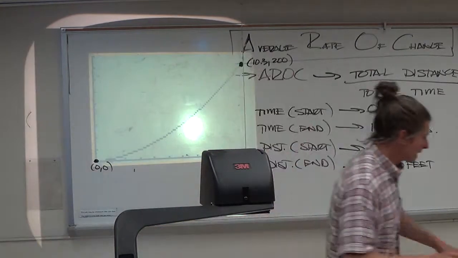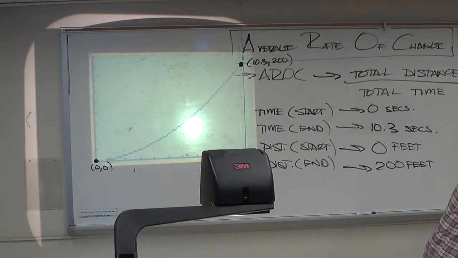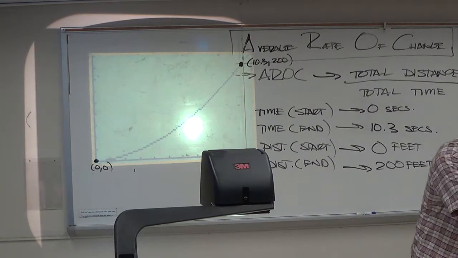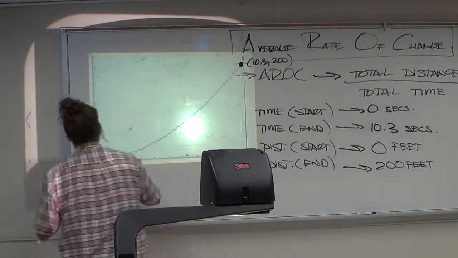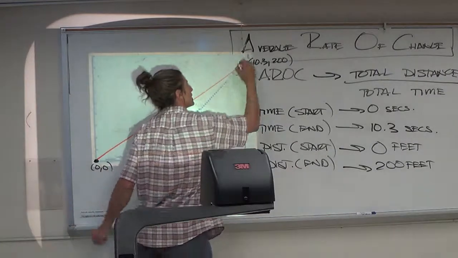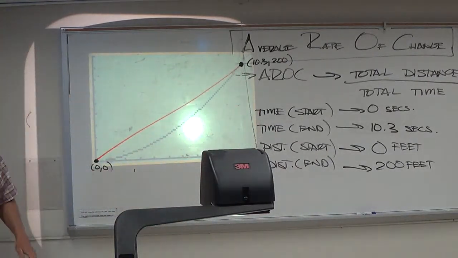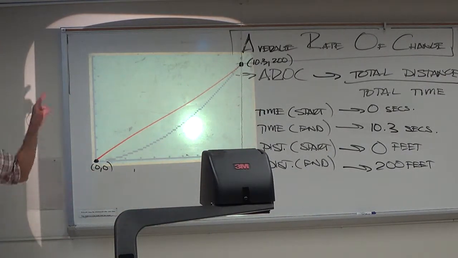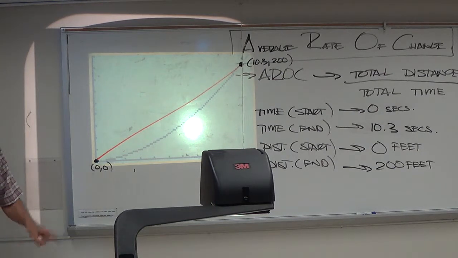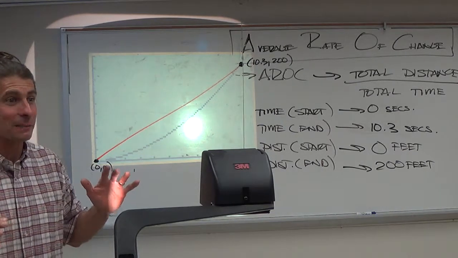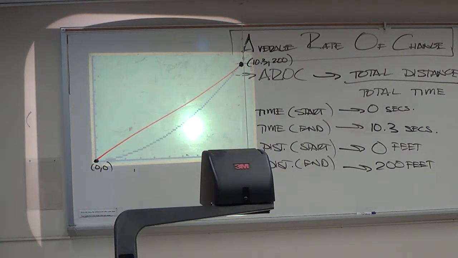Yes. Now, remember, this is not how I traveled. But if you were to draw a straight line from 0, 0 to 10.3, 200, what's 19.4? The slope of that line. Oh, God. Sorry, Taryn. She's like, I should have stayed in bed this morning. I didn't need to hear this. That's how fast I was going on average through the whole trip.